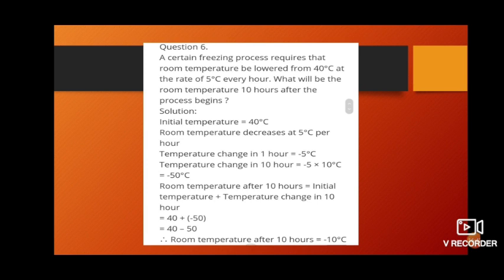Now I am writing whatever they have given. Initial temperature is 40 degrees and room temperature decreases at 5 degrees Celsius per hour. So 1 hour is minus 5 degrees, which means for 10 hours, minus 5 into 10 degrees, totally minus 50 degrees. So after 10 hours, starting at 40 plus decreased by minus 50, 40 plus minus 50, 40 minus 50, it is minus 10 degrees Celsius.